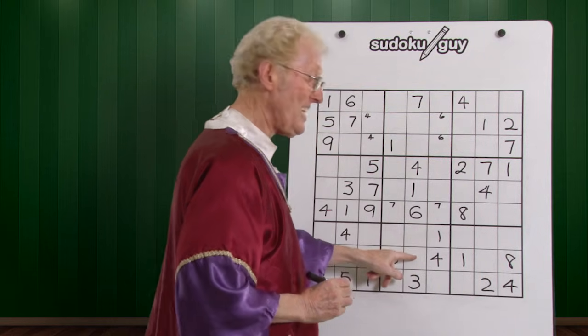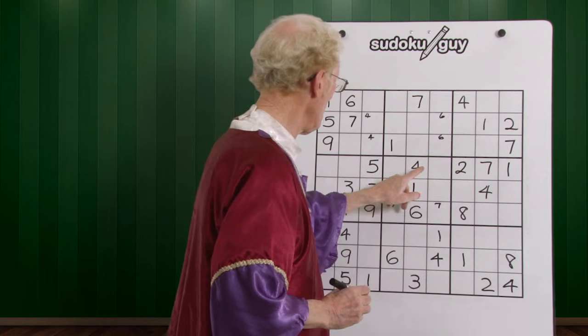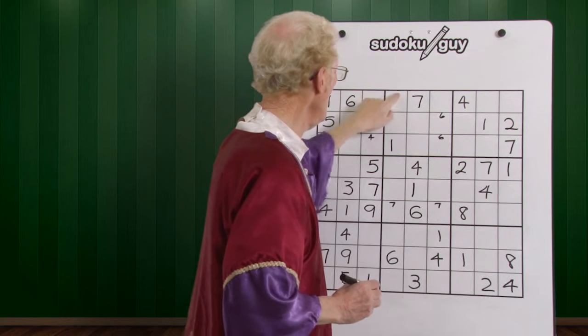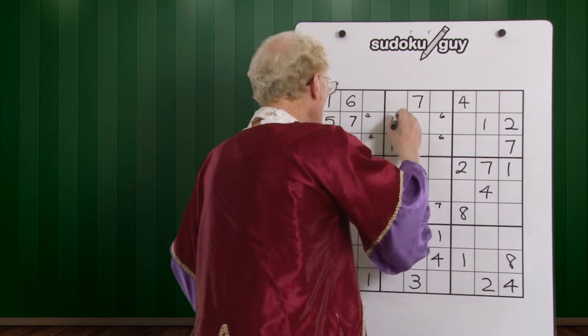Now let's look at the ramification of that 4. We have a 4 on the right, 4 in the middle. It has to be a 4 up in here or here, but we can't have it there because of that 4, so we have now another 4.